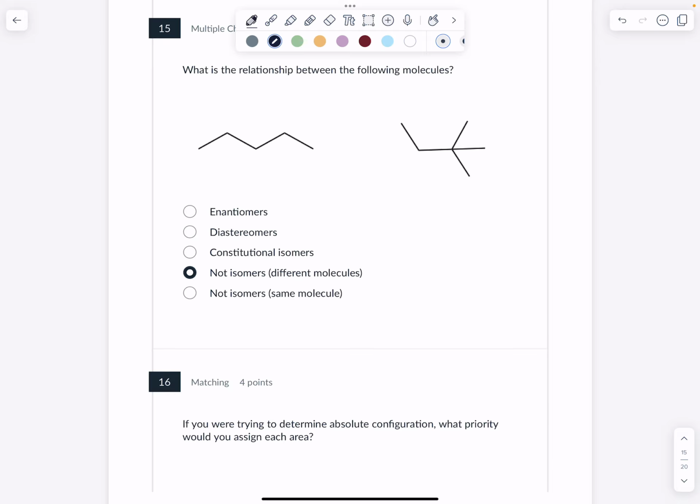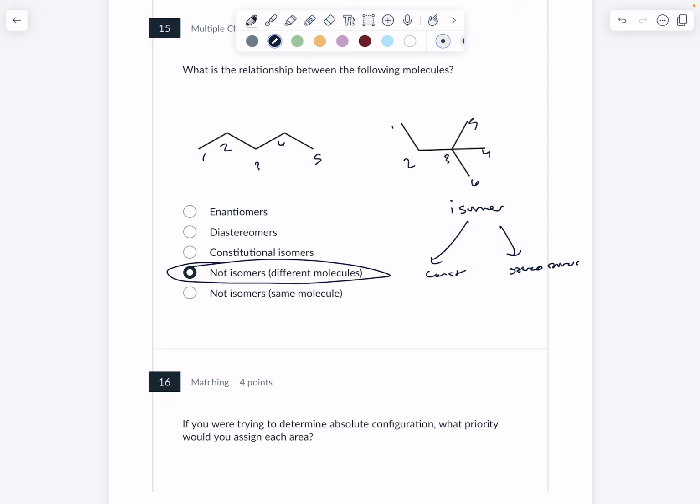Okay, next question. What is the relationship between the following molecules? So first, on our isomer diagram, if they're isomers, they could be constitutional or they could be stereoisomers. So we have 1, 2, 3, 4, 5 carbons here, and 1, 2, 3, 4, 5, 6 here. So actually, the first thing I always do is check to make sure they're isomers at all, and these are not isomers because they have different numbers of carbons.